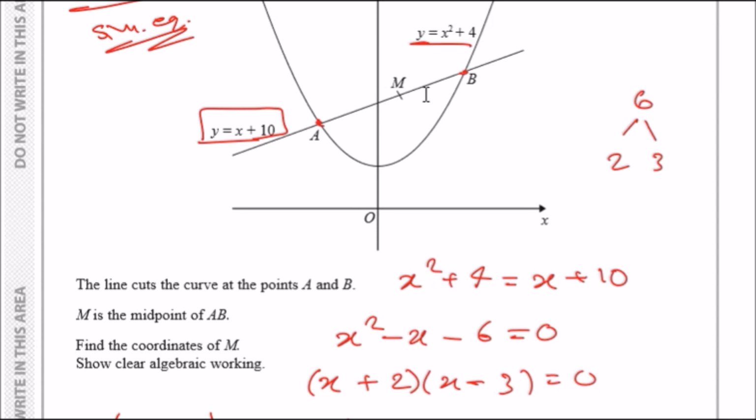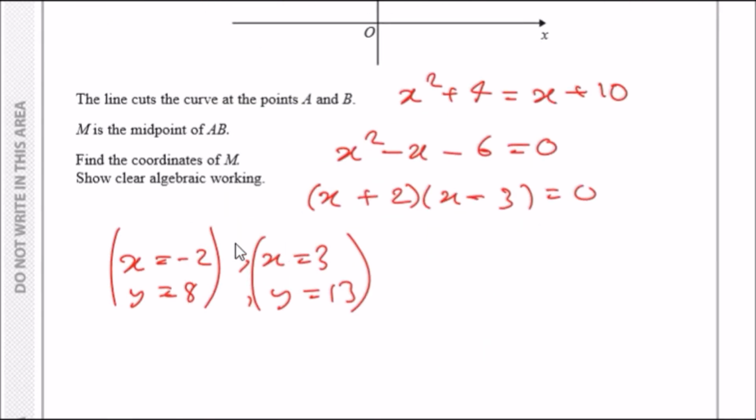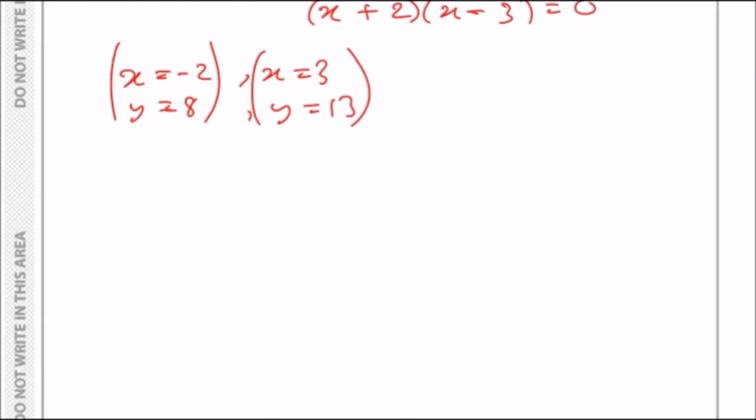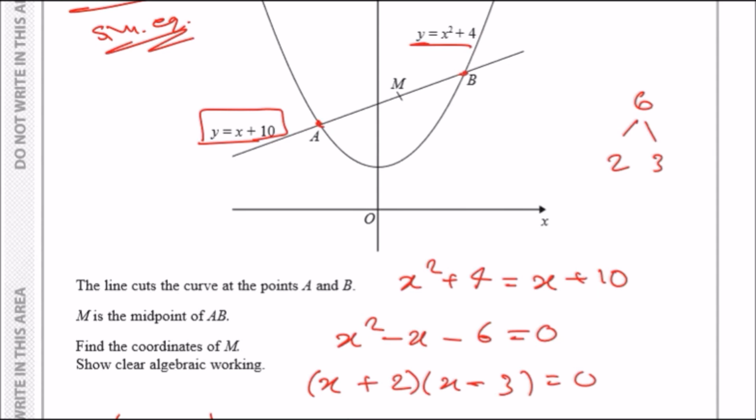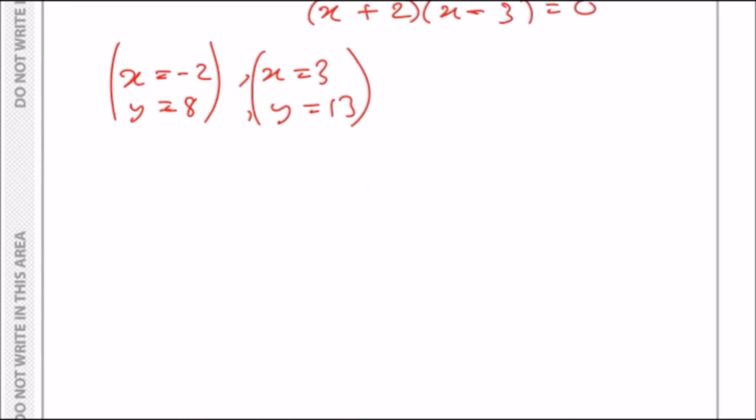To find the midpoint of these two, you add the two corresponding coordinates and then divide by 2 to get the number bang in the middle. You can think of the midpoint as the average of two coordinates. That's how I see it, as the average, using the mean equation. So the coordinates of A are minus 2, 8, and the coordinates of B are 3, 13.